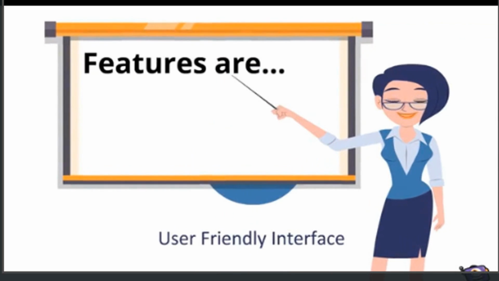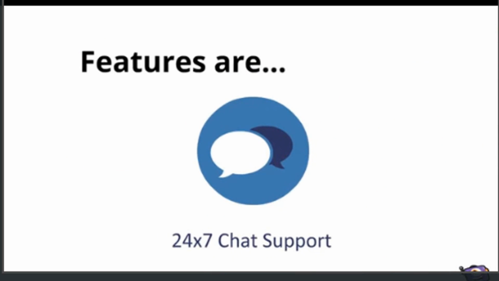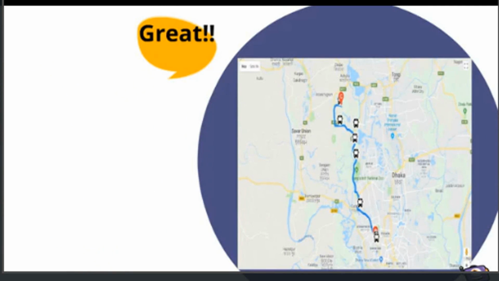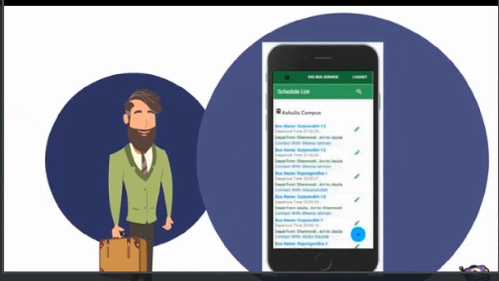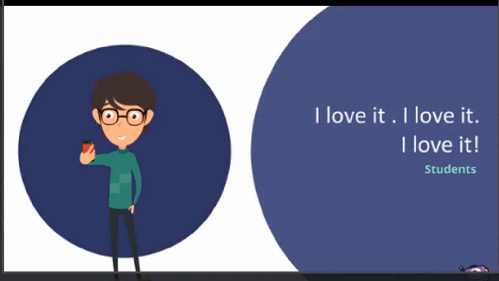Now let's see the features. These features are so user friendly. This was the login page. This one is the location of buses in the Google Map. And next, this one is the schedule list of buses, and this one is the contact info list. And now our students are so happy.